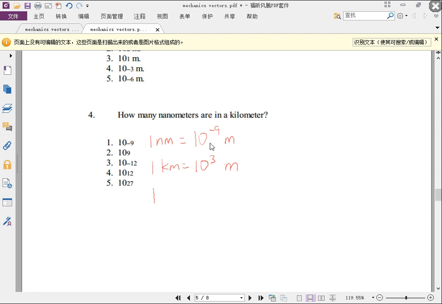How many nanometers are in a kilometer? So you can do this. How many nanometers are in 1 kilometer? 1 kilometer over 1 nanometer. So calculate the ratio, which is 10 to the power of 12.